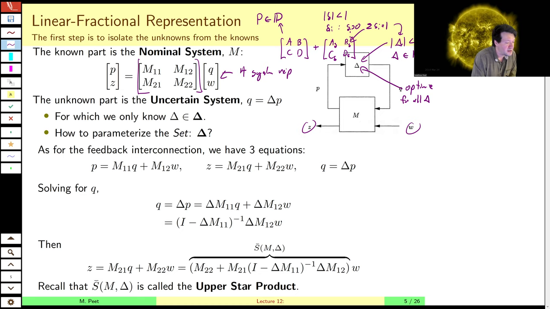So what is the upper feedback interconnection? Well, we get the equation the same way we get the lower feedback interconnection. We have an equation for the relationship between P and Q, right? That is just Q is P acted on by this delta, which may be a matrix or it may be a system.